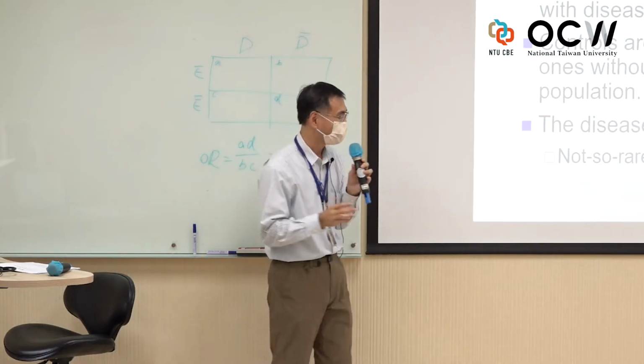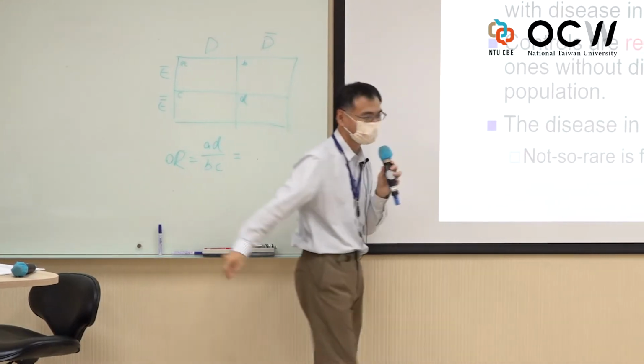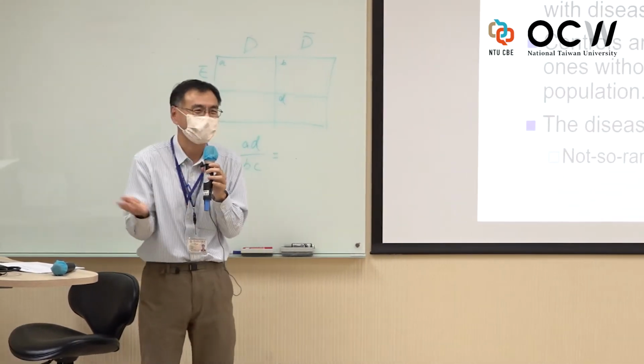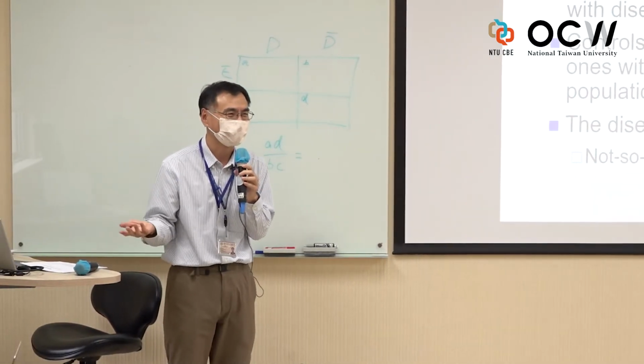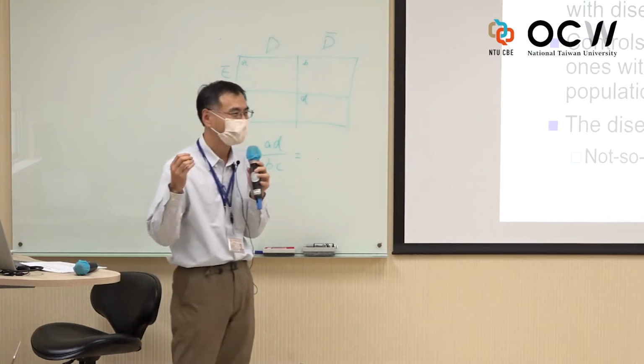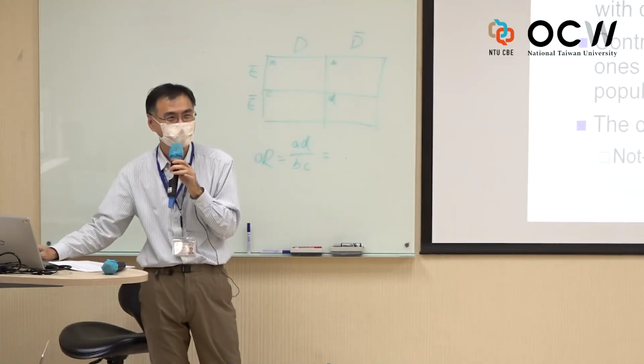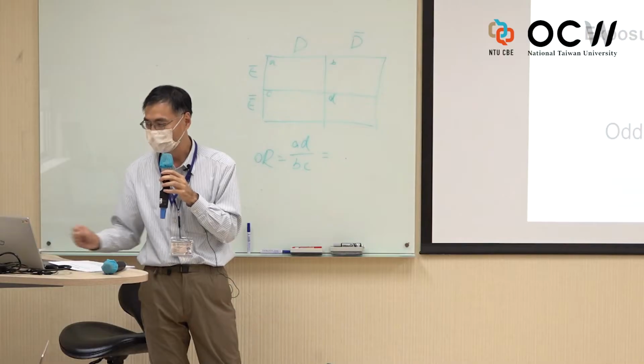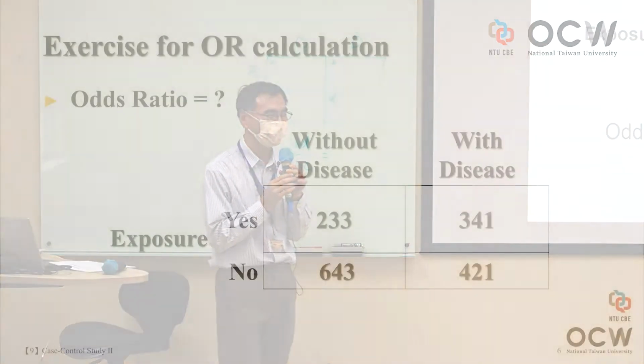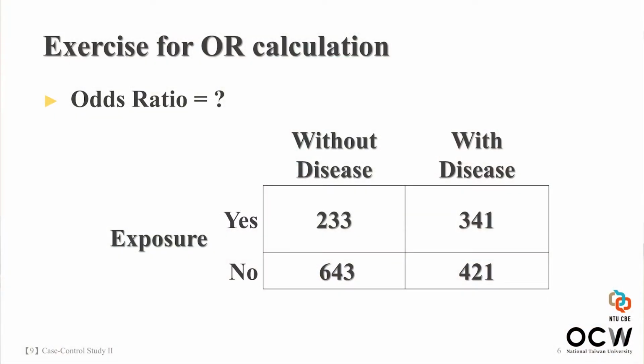Okay, so don't worry. It's not very important. But all the textbooks are saying it. I cannot ignore it, right? In the very beginning, the idea is that it has to be rare. But eventually we prove it doesn't have to be very rare. Okay? So that's the exercise for odds ratio calculation.